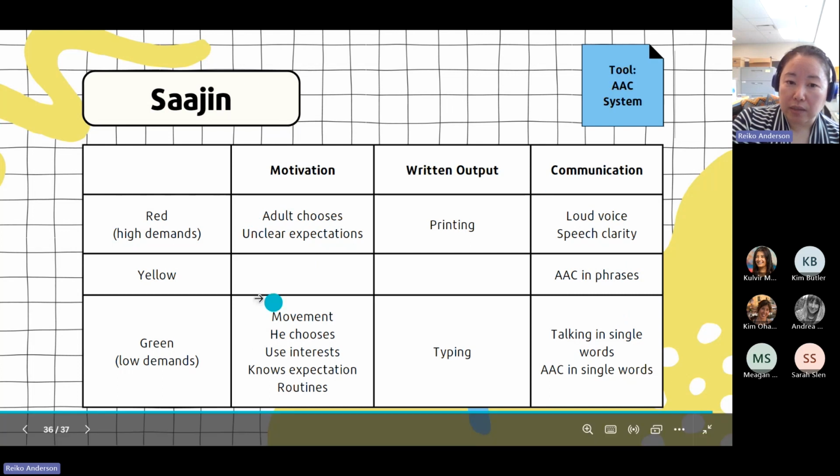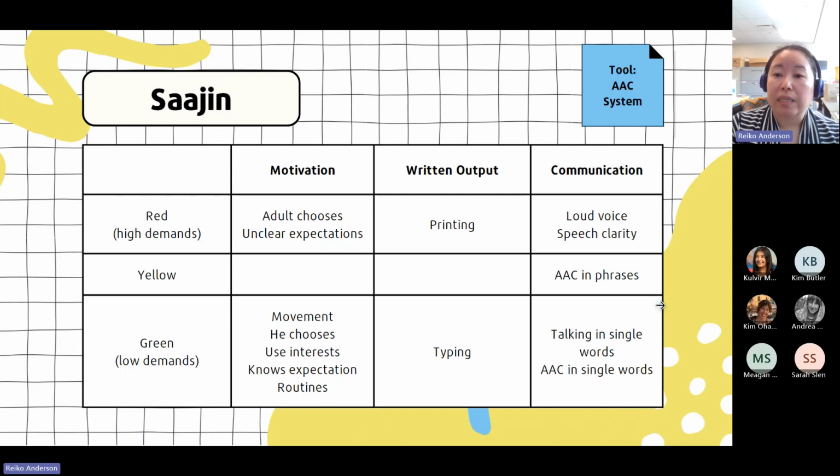Now, these other things that we have here are also things that we could use. These are just strategies. They don't need anything special. We might want to use a visual support so that he knows the expectation. That could be a tool. But these are the things that we can work on to develop and expand on to make sure that he's continuing to learn and be successful.